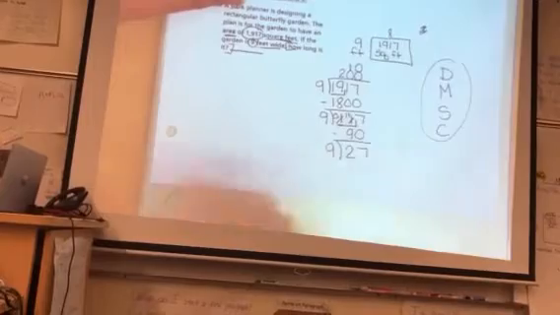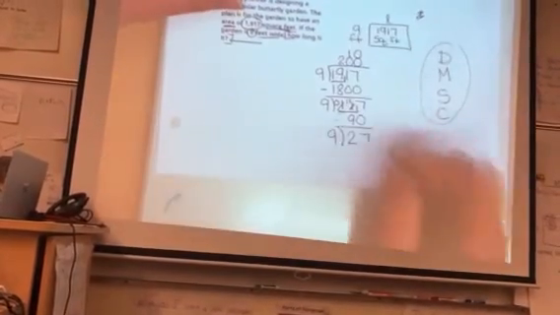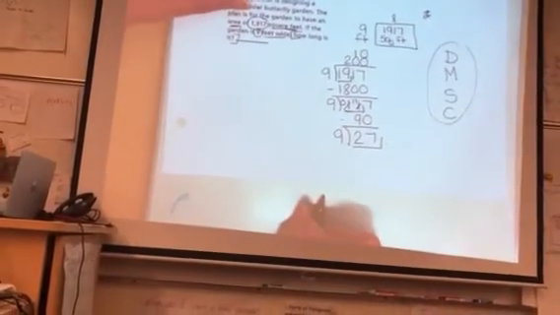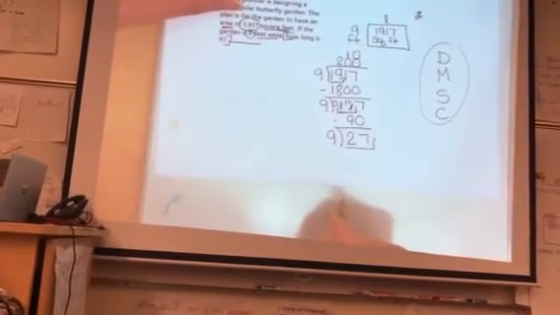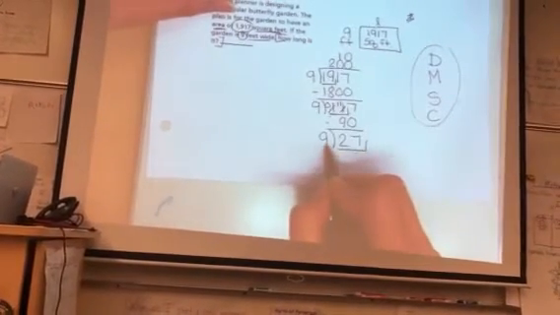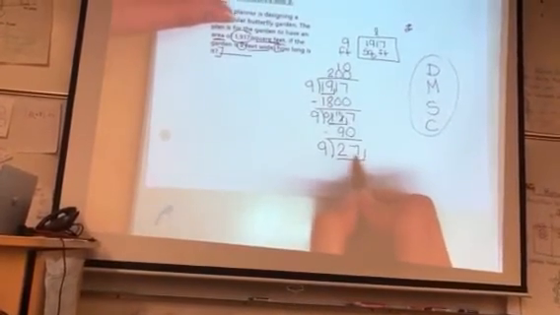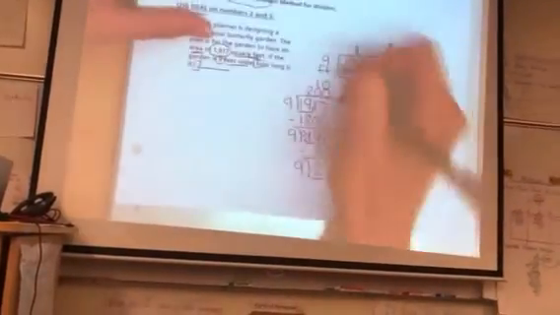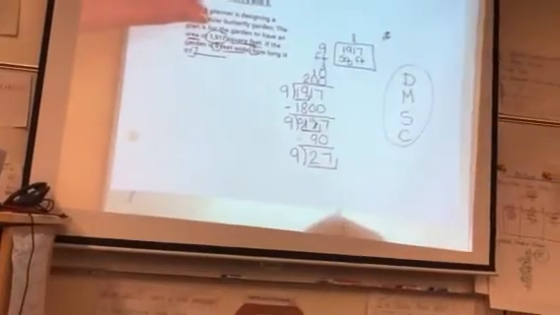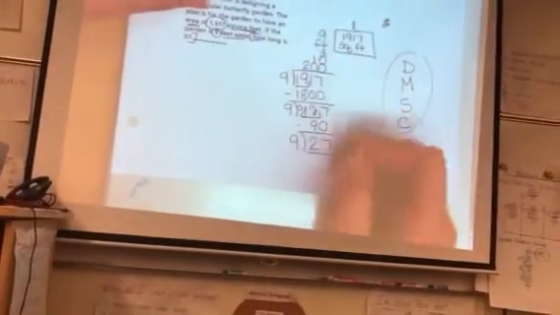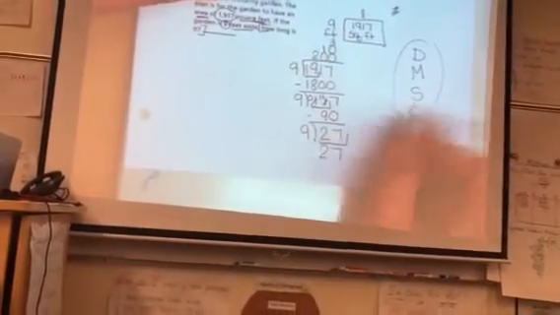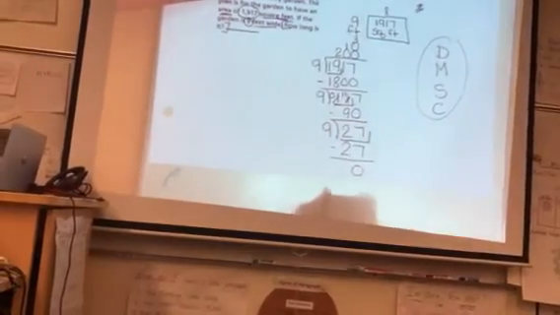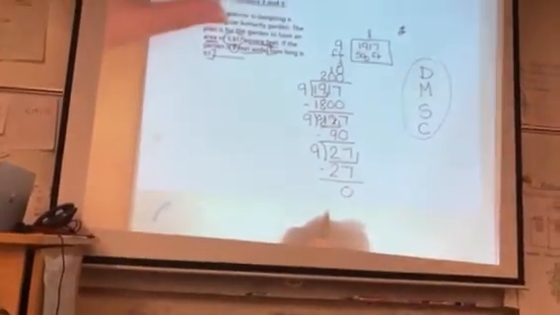I bring my 9 friends down. Now I'm all the way to the ones place. Hallelujah! That means I'm almost done. I do 27 divided by 9, and it's 3. My 3 has to go in the ones place because my fence is all the way to the ones place. I put my 3 up here, and then I multiply. 3 times 9 is 27. Subtract, and I get 0. It worked out perfectly, no remainder.